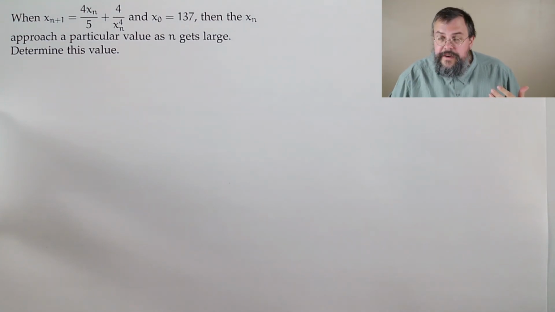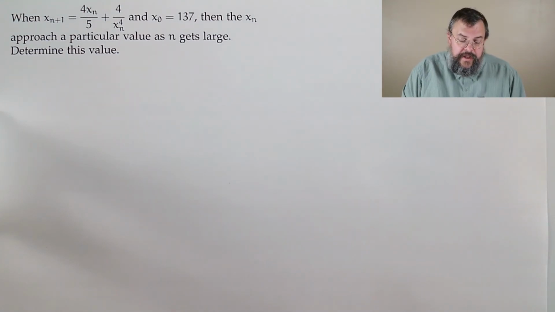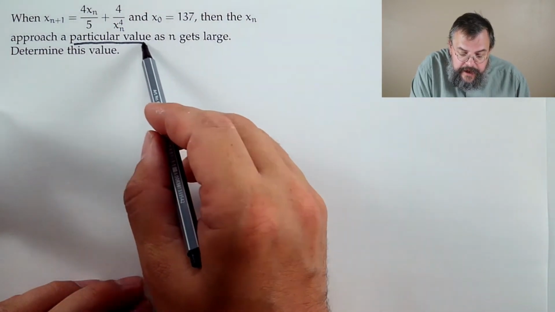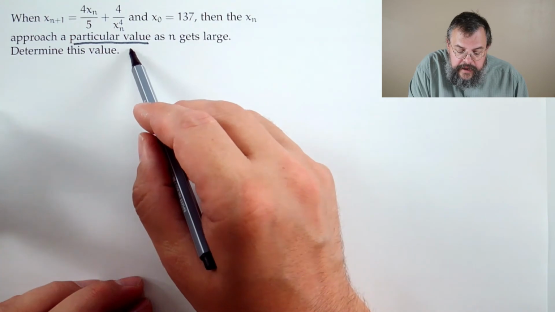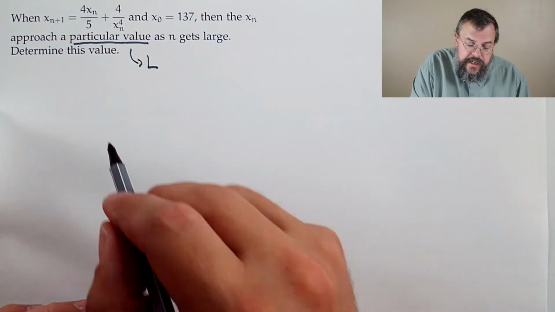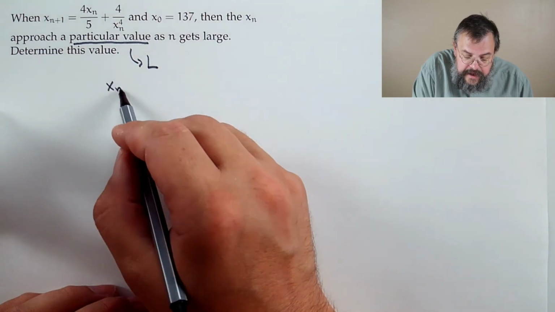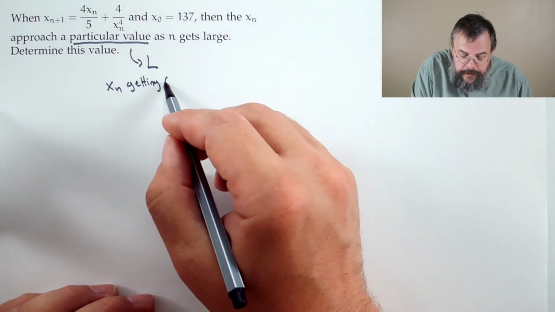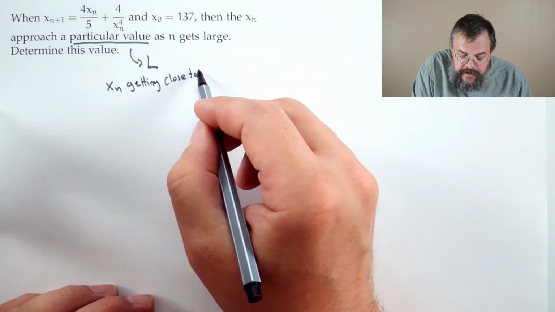Here's one way to think about it. It's approaching a particular value. Well, let's think about what we could call that value. Let's suppose for a second we call this L. That says, in other words, x_n is getting close to L. That's our philosophy.